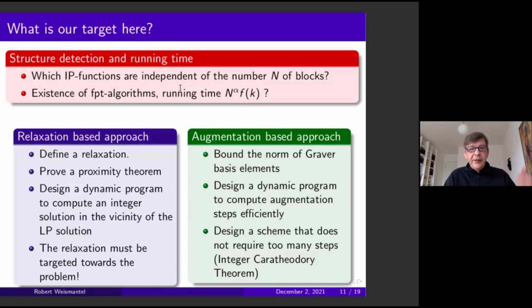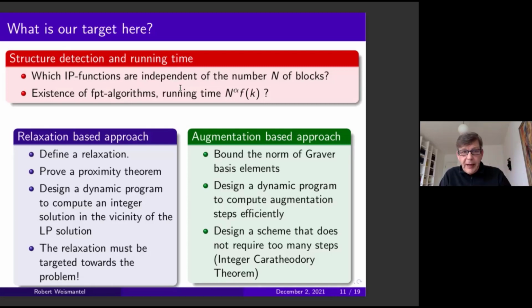The first thing is you define a relaxation of your problem, typically an LP, but it could be something else. Then the second step is you need to prove a proximity theorem. The proximity theorem would tell you that if you have this relaxation point, then you can find an integer optimal point not too far away. And then you design a dynamic program to compute an integer solution in the vicinity of the LP solution.